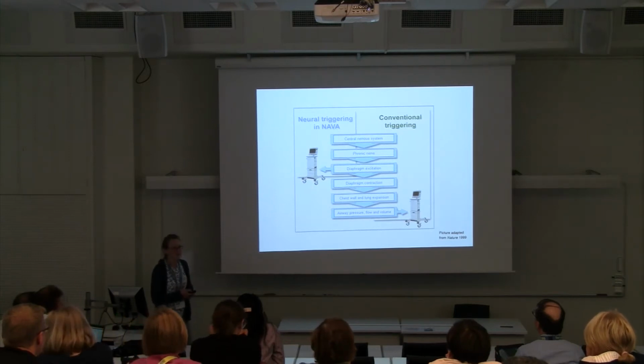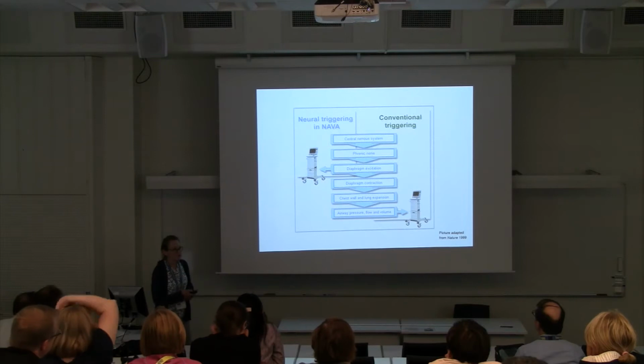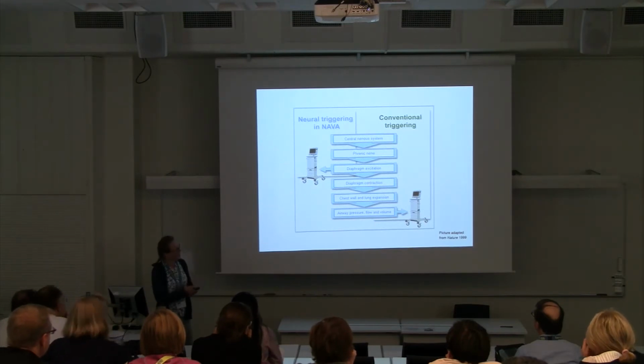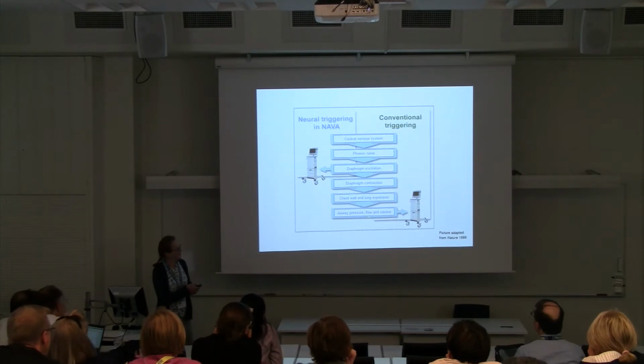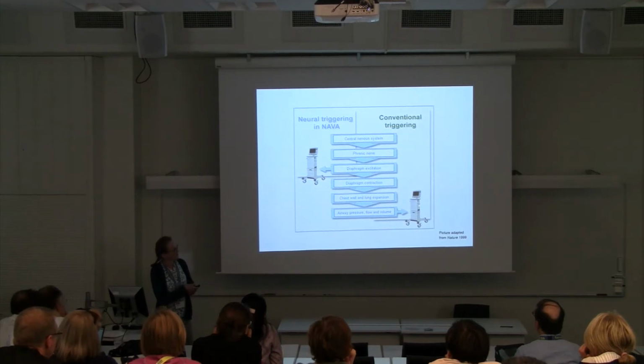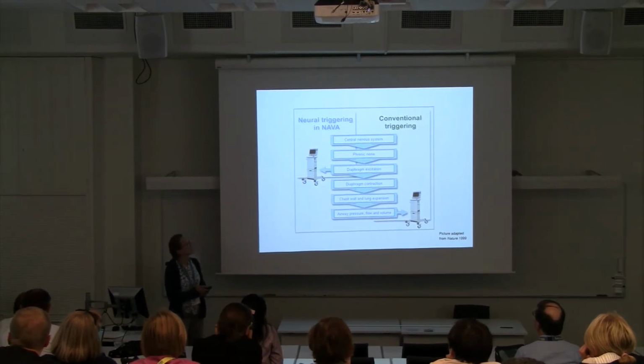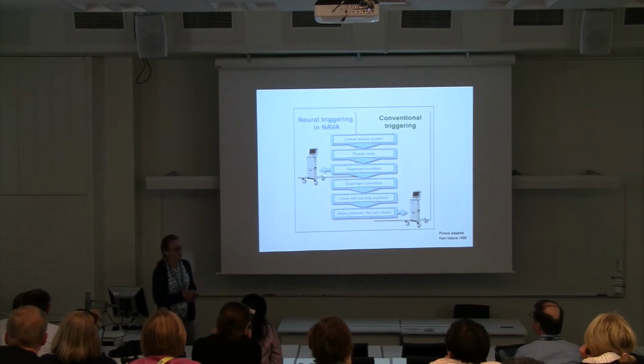NAVA ventilation. In conventional ventilation, on the other hand, the diaphragm excitation leads to diaphragm contraction, then chest wall and lung expansion, and a change in airway pressure, flow, and volume. And it is here that the trigger is captured in conventional ventilation. So when using the neural trigger, the trigger comes significantly earlier.